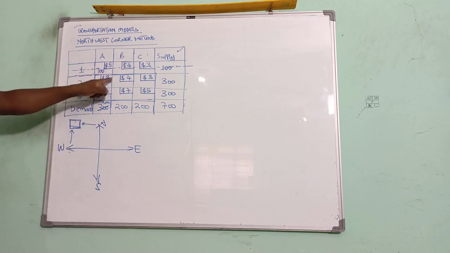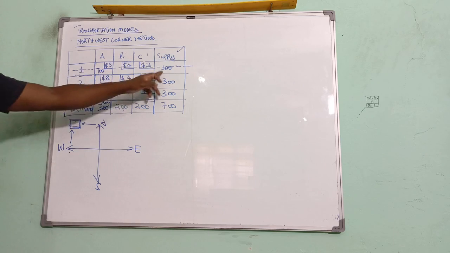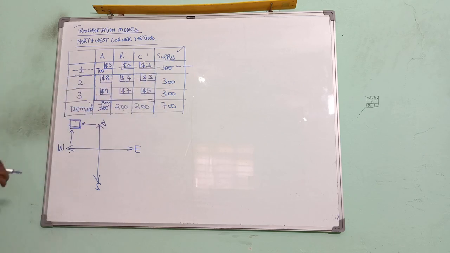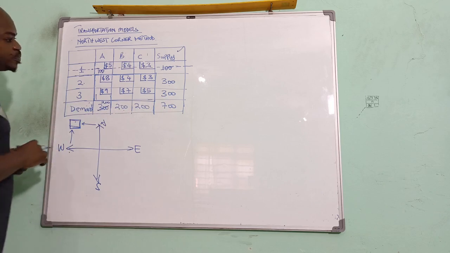The 8 and these numbers which are here, they are cost. These numbers are units supplied. These numbers are units demanded. All right. So now here, I'll come here.